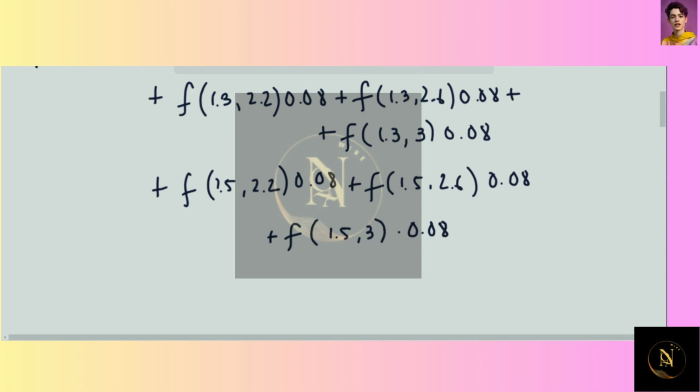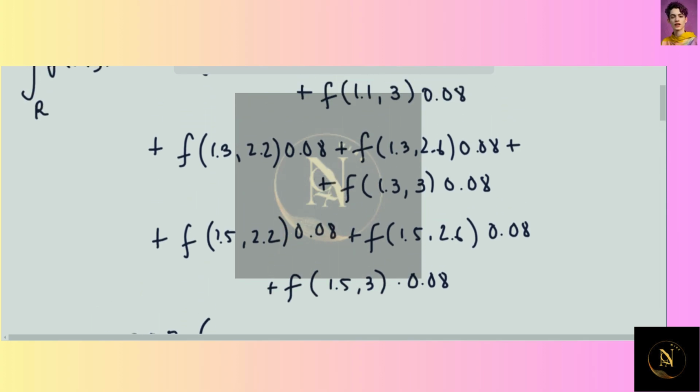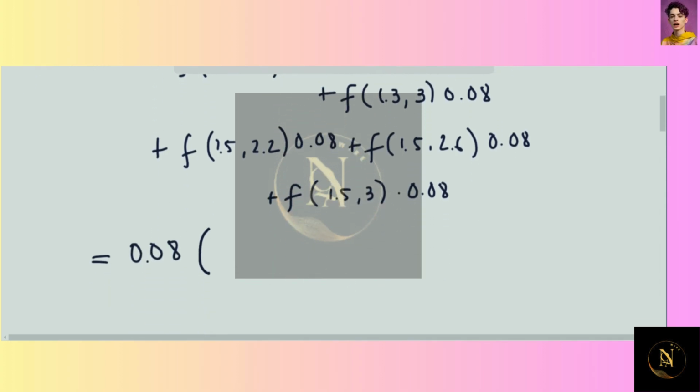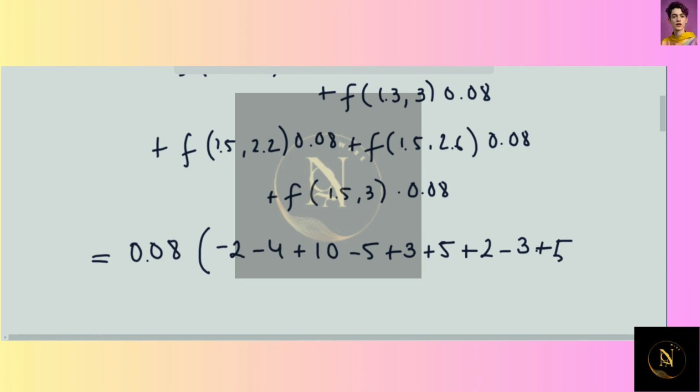All right, so this is going to be 0.08, so factor in all of them, times the sum of the values of the function at each point. We're given all of them, so you just have to sum really everything that's on the table, right? So it's going to be -2, -4, +10, -5, +3, +5, +2, -3, +5, right? I just copied down in some order all the values of the table, right? We're given all of these ones that we need.